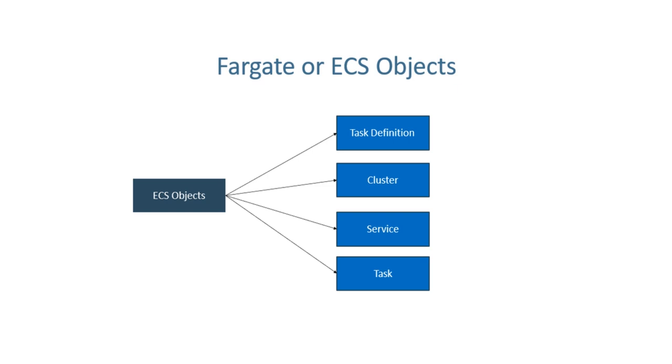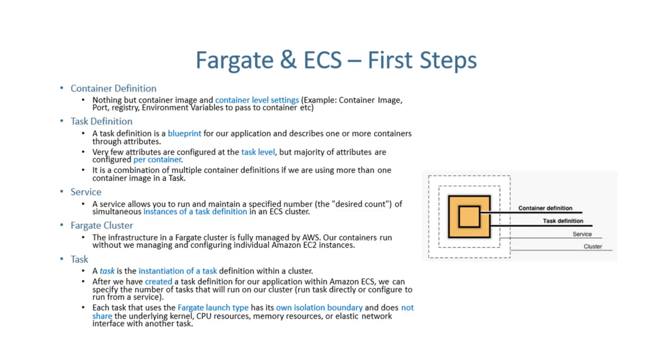We can use Fargate or Elastic Container Services, and these are the objects we have: task definitions, cluster, service, and task. We'll talk about them one by one in detail. Here you can see the cluster is the bigger unit or box where we have services. In one cluster we can configure multiple services, and the same goes for tasks and container definitions. What are container definitions? Nothing but container images and container-level settings, for example: container image, port, registry, and environment variables to pass to the container.